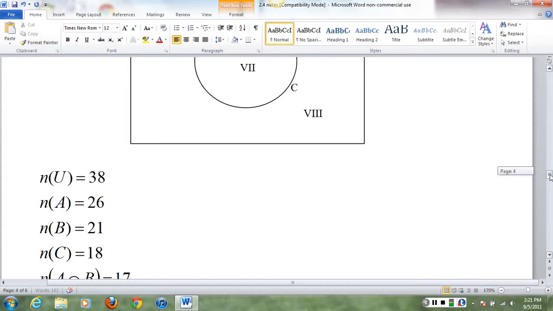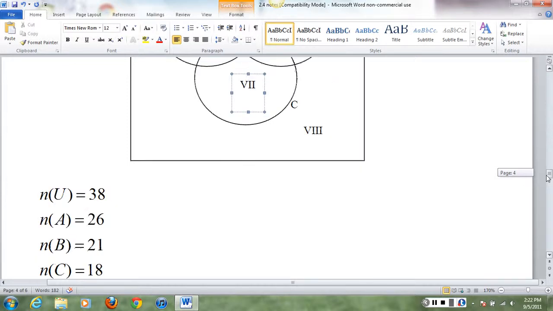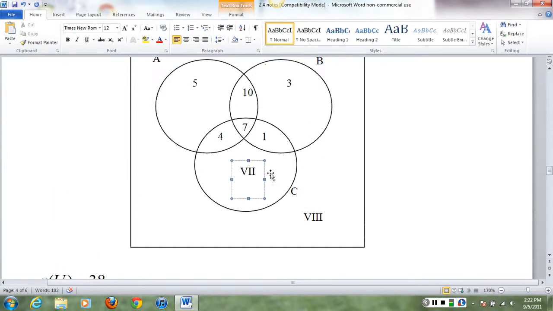Next, set C has 18. I already have 7, 4, and 1, which is 12. So if there are 18 elements in C and I already have 12, then the difference is going to be 6.